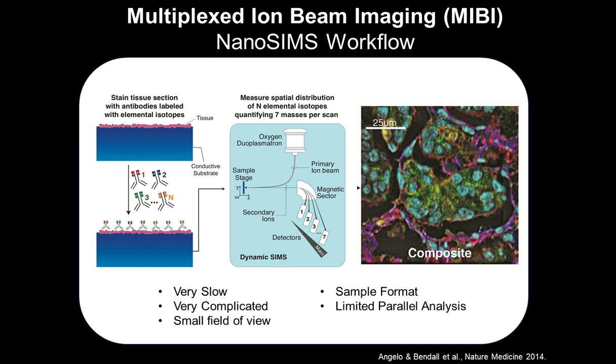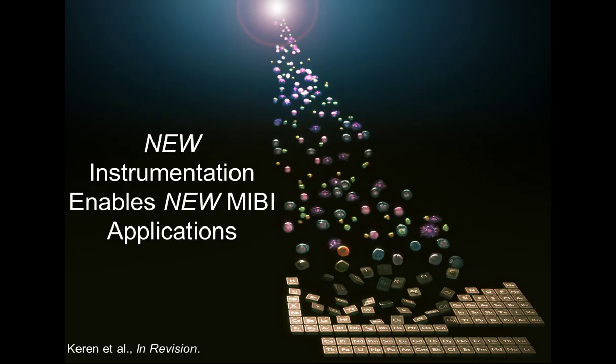We were just lucky to be at Stanford, and we happened to have one of a few of these instruments in the United States. This relatively small field of view took a long time to image, and because it was based on a magnetic sector, we only had a couple of detectors, so we could only collect a few channels at the same time. So this brought us to thinking about new instrumentation and new applications.